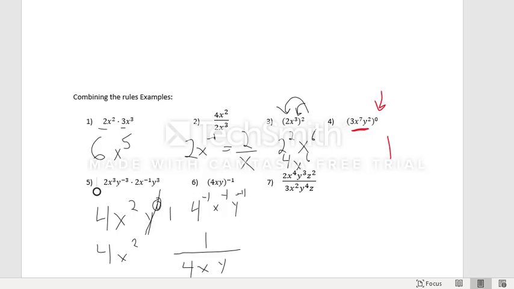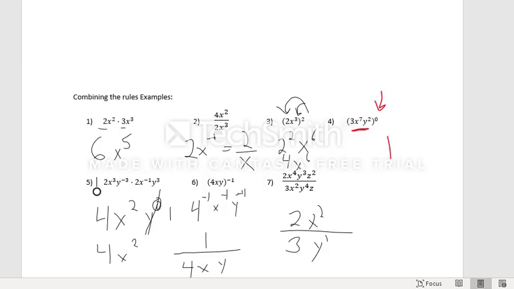All right, and number 7, a nice big mess. So 2 and 3, 2 divided by 3, we're not going to do anything with that. We're just going to leave it in its fraction form. So 2/3. All right, we have x to the fourth and x squared. We're dividing, so 4 minus 2 gives me 2. So this will be x squared. Since it's x squared, it'll go up top. All right, then we have y to the third and y to the fourth. 3 minus 4 is negative 1. Since it's a negative 1, it will go on the bottom. So y to the 1.